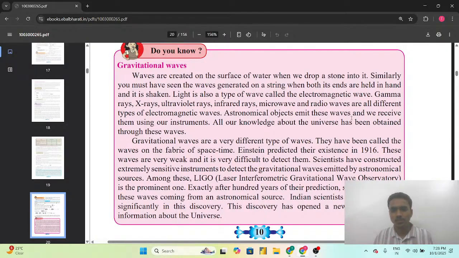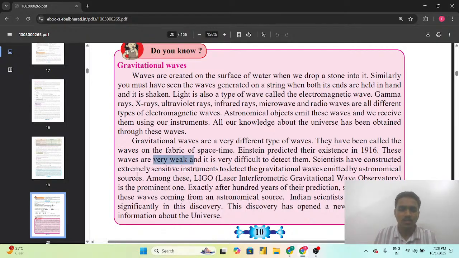Astronomical objects emit these waves and we receive them using our instruments. All our knowledge about the universe has been obtained through these waves. Gravitational waves are a very different type of wave. They have been called the waves of the fabric of space-time. Einstein predicted their existence in 1916. These waves are very weak and it is very difficult to detect them.